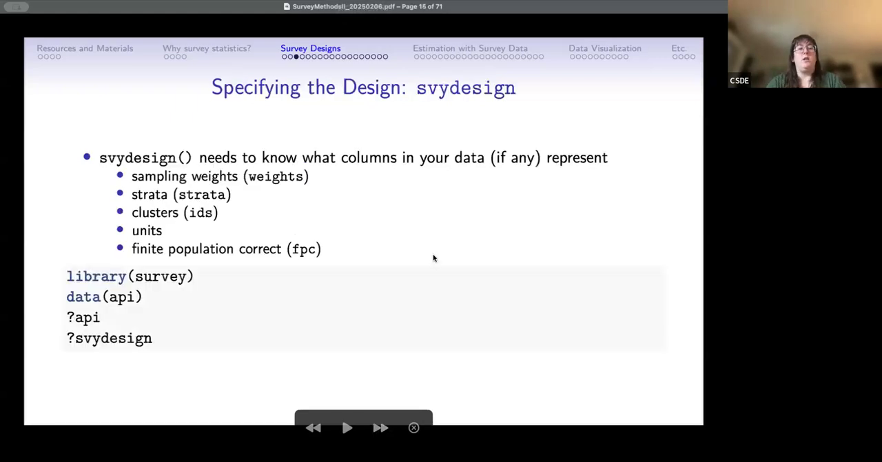So we're going to turn to R now. Has everyone been able to download the survey package? All right. So load the survey library. And then you're going to run this line, data(api), and we can real quick, yes.